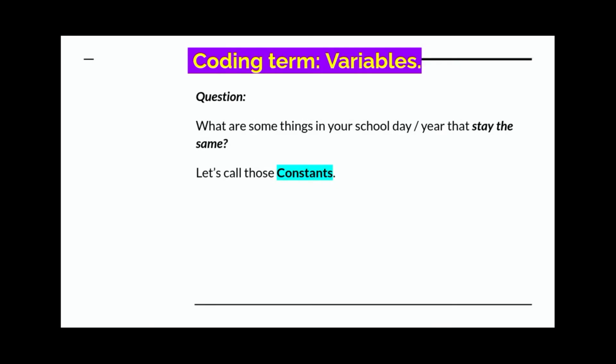Okay. And you can have constants in your code. If you know you want to use a certain number in your code and you never want that to change, you don't have to use a variable. You just put the number in your code and we call that a constant.